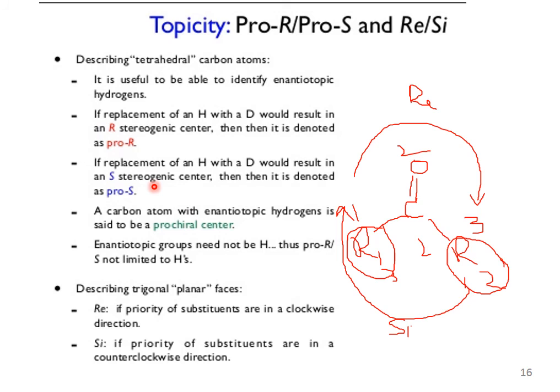An enantiotopic group need not be hydrogen, thus pro-R and pro-S are not limited to hydrogens. Other groups like bromine or chlorine are also possible. Describing trigonal planar faces: Re if the priority of the substituents is in a clockwise direction.